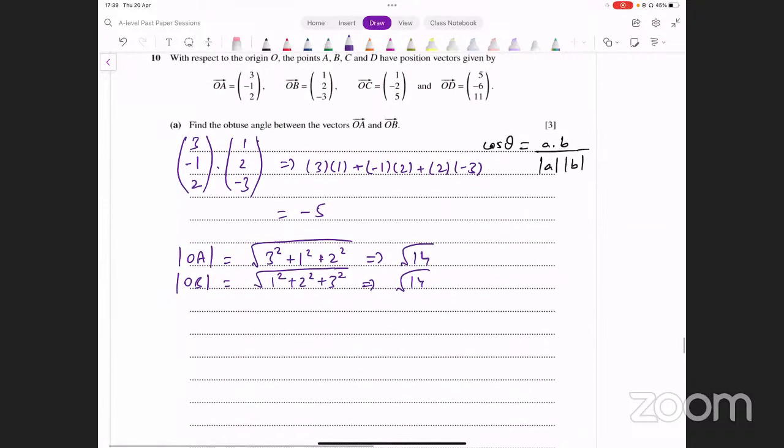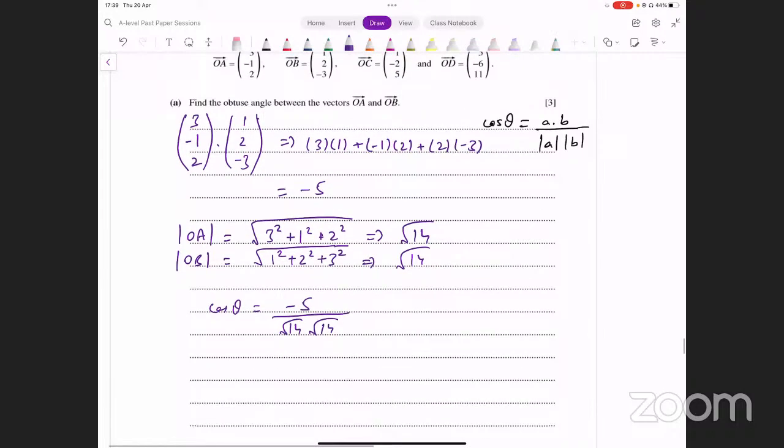Okay, now let's input into the formula. We have the modulus, we have the dot product. We have both things, so let's put them in. Cos theta equals the dot product, which is minus 5, divided by the magnitude of OA and the magnitude of OB. Okay, let's see what comes. Take cos inverse with the calculator, of minus 5 over 14.